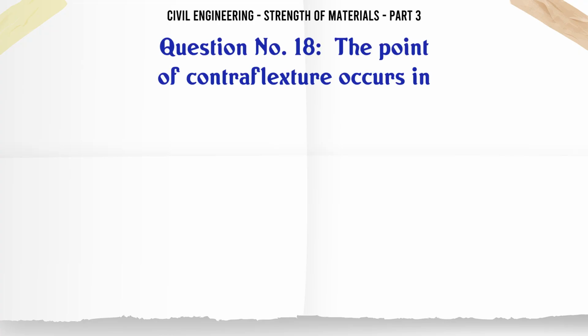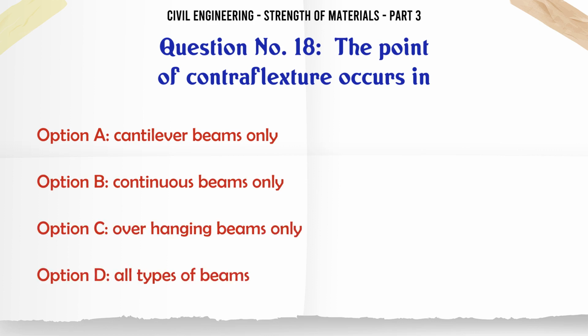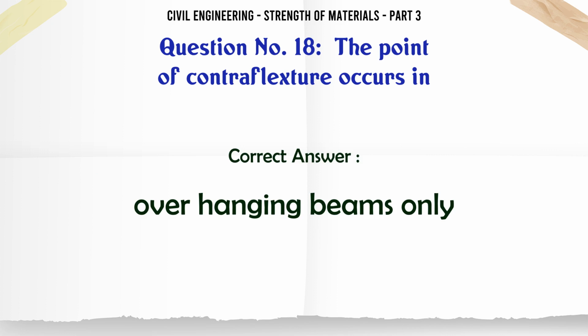The point of contraflexure occurs in A) cantilever beams only, B) continuous beams only, C) overhanging beams only, D) all types of beams. The correct answer is overhanging beams only.